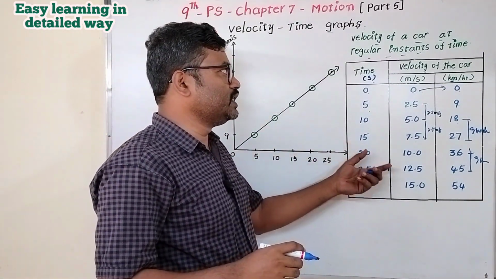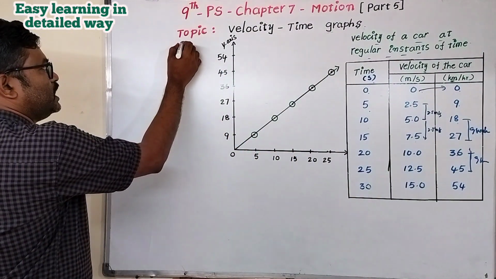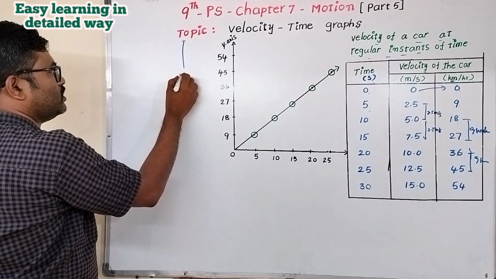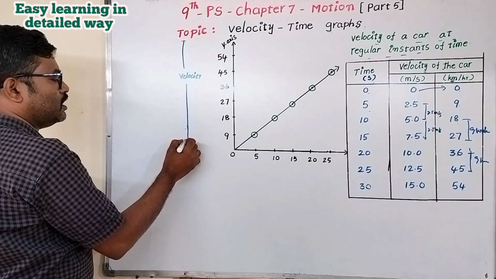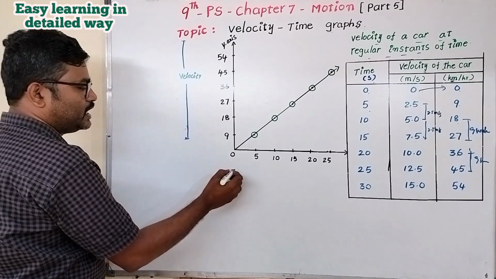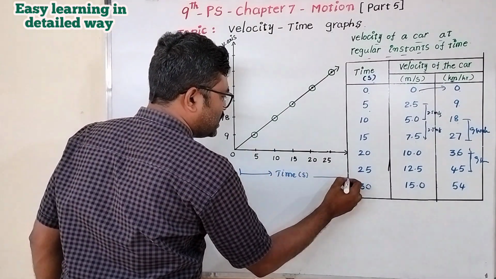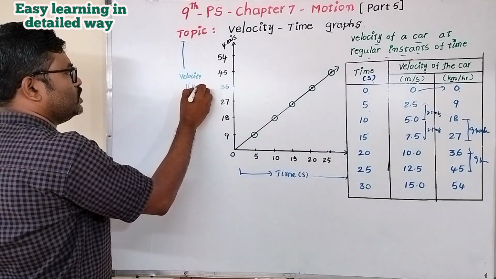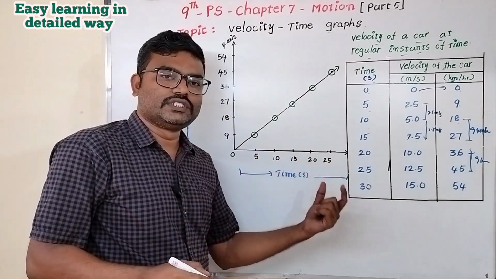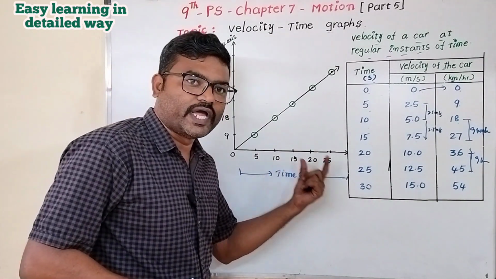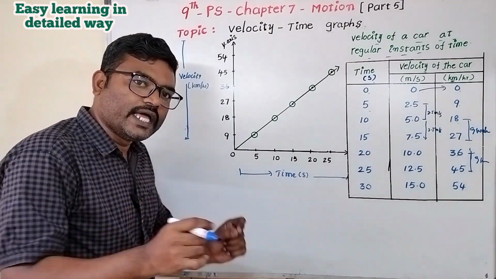See the graphical representation of this data, that is velocity time graph. Here on the y-axis we take velocity, on the x-axis we take time. See, time is in seconds here, and velocity is in kilometers per hour here. See, look at the scale here: for each centimeter we are taking 5 units, that is 5 seconds. Here each centimeter I am taking 9 kilometers per hour.